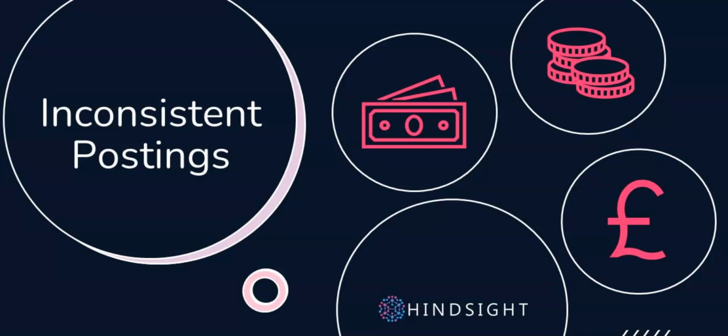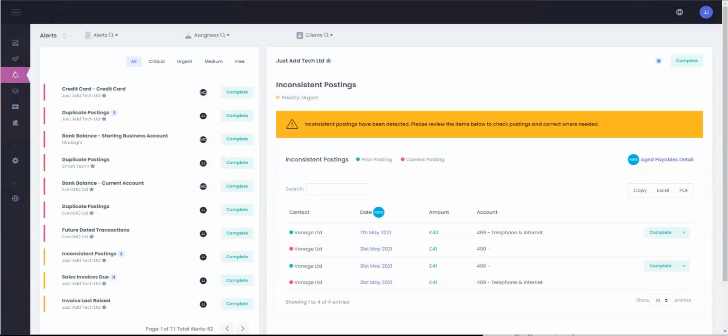When you're posting data into your Xero ledgers, it's not uncommon to mispost items. No person is a machine, and the likelihood is at some point in time, regardless of how good you might be, you will make the odd mistake. So what Hindsight can do for you is check for inconsistent postings.